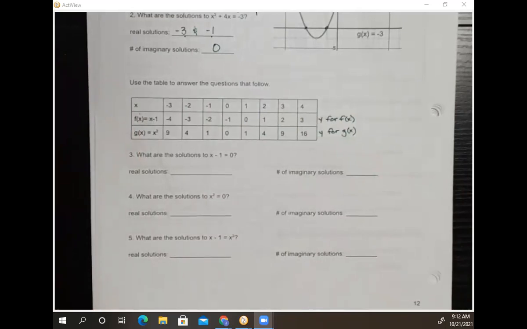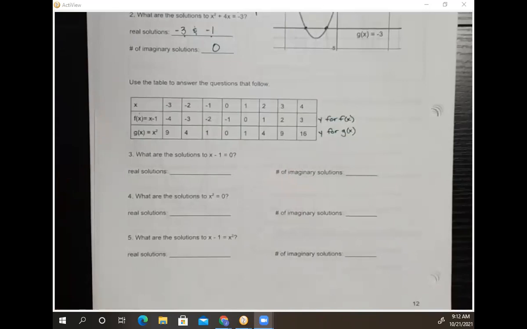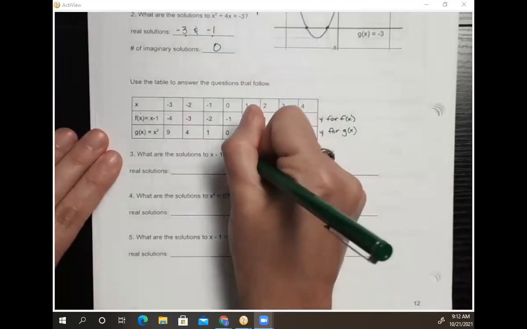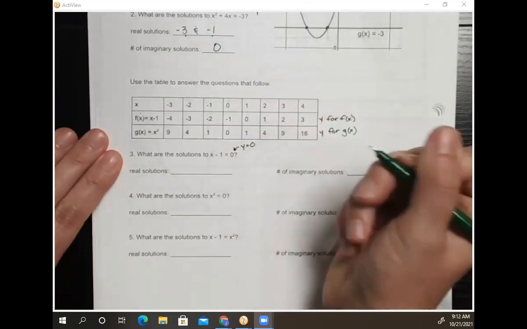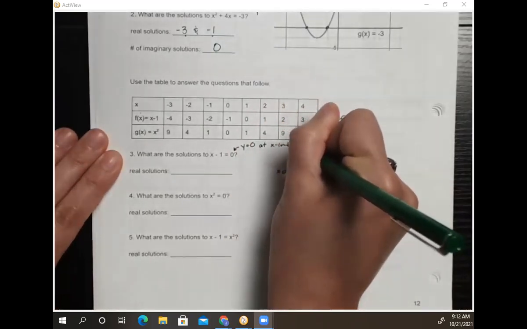My first question using this table is, what are the solutions to x minus 1 equals 0? So that's an x-intercept, right? That's when y is 0, because y equals 0 at x-intercepts.